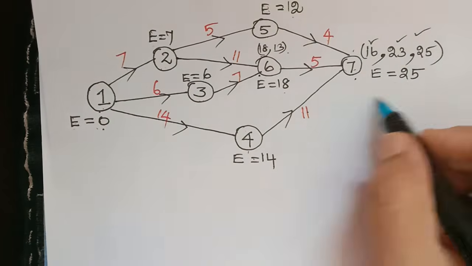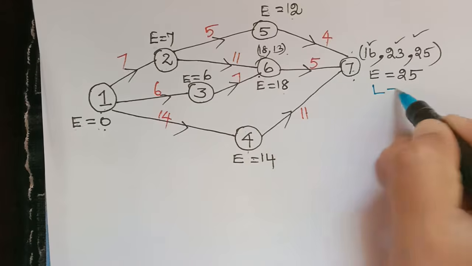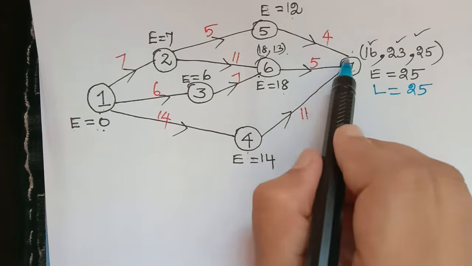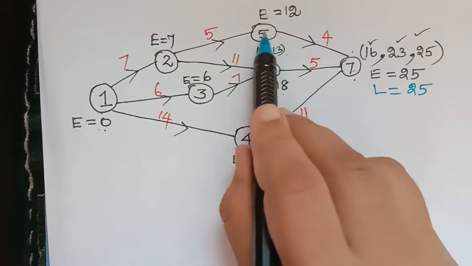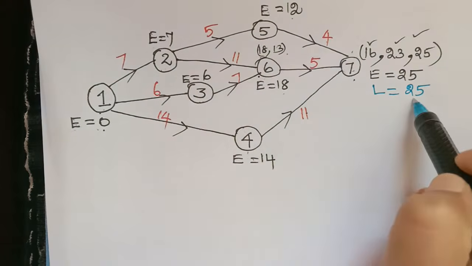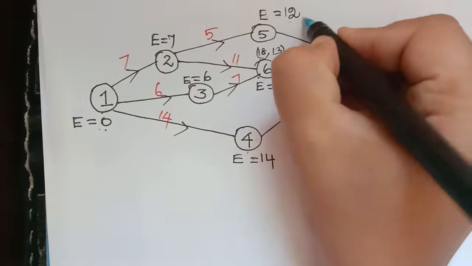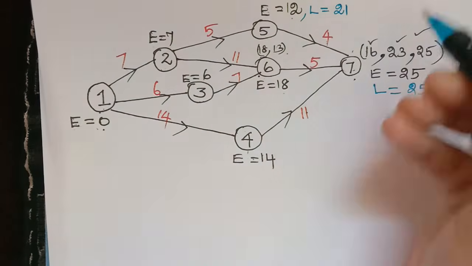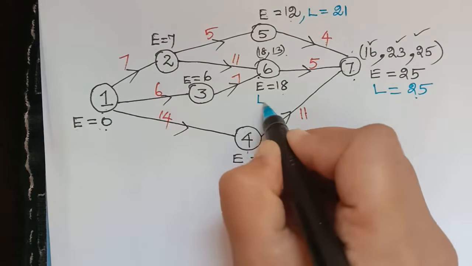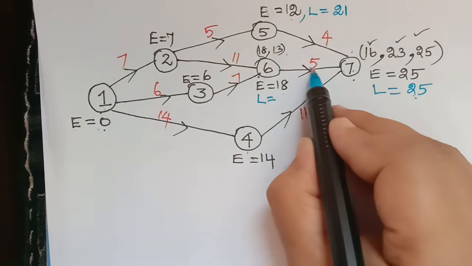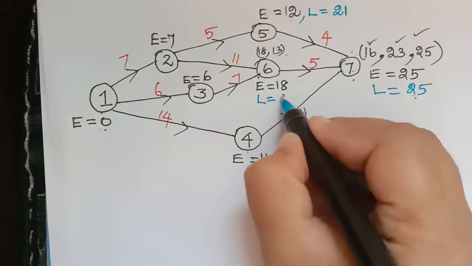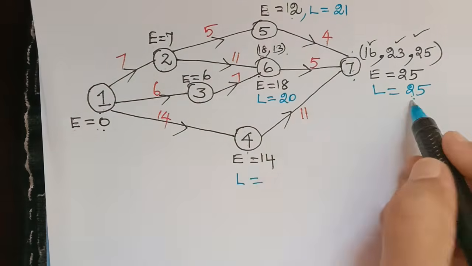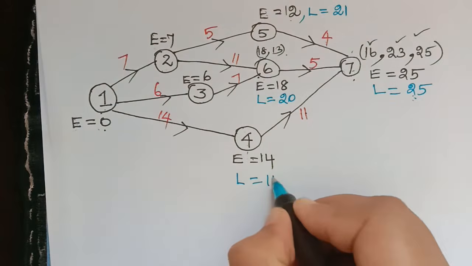Yes. Now next we have to calculate the value of L. So the value of L here will be 25 only. Now from here till here, there is only one activity emanating from the node 5. So 25 minus 4 we have to do, and the value of L for this will be equal to 21. And then for the activity 6, the value of L will be equal to 25 minus 5. So 25 minus 5 will be 20. And for the activity 4, the value of L will be equal to 25 minus 11, which is 14.